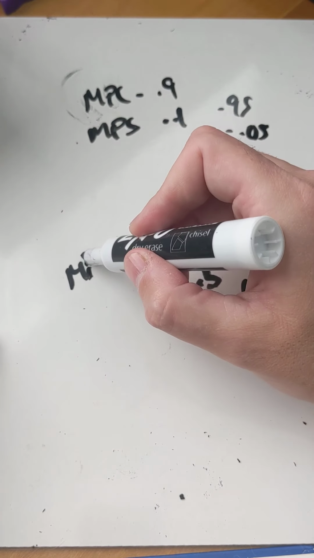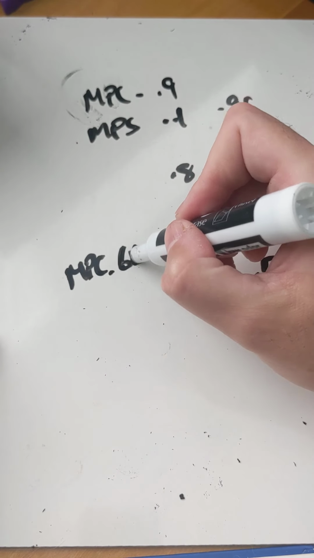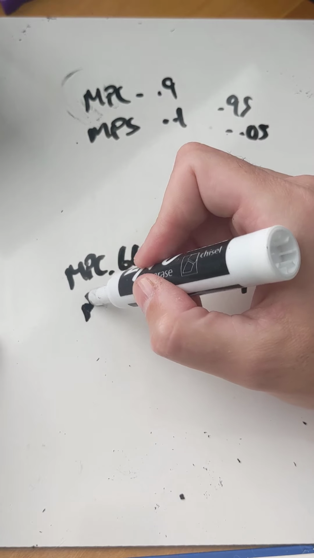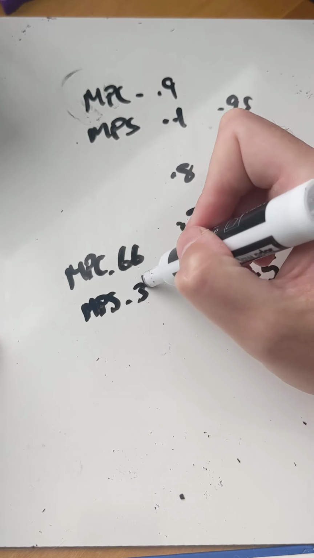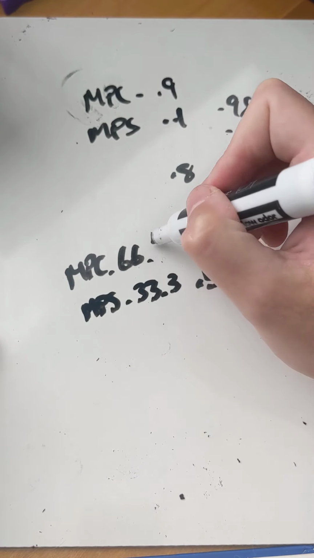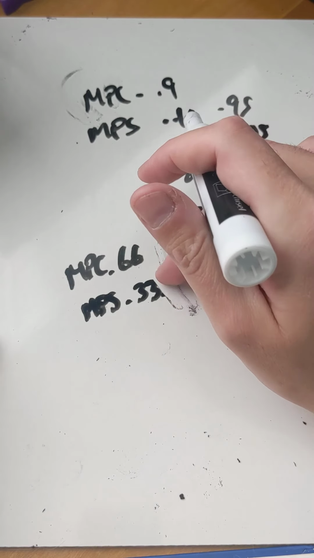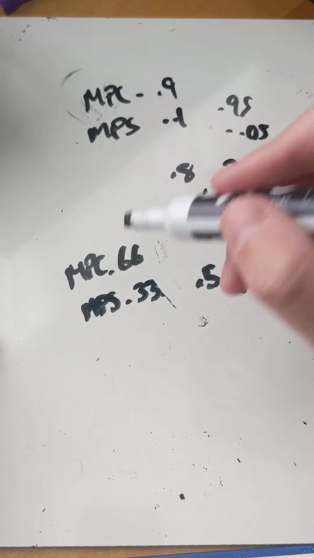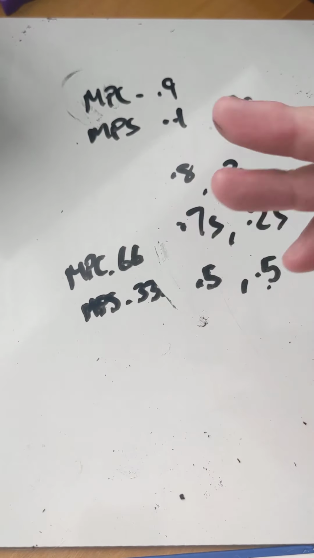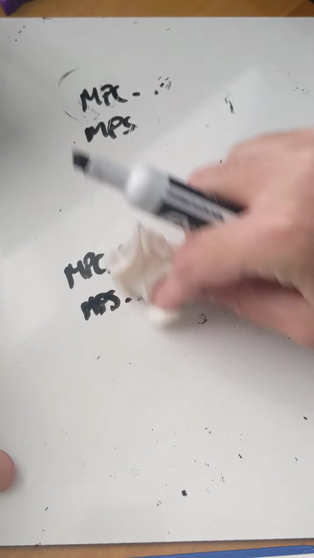Or say, for example, an MPC of 0.66, that makes the MPS 0.33, 3, 3, 3, 3, whatever. That is a multiplier of 3, and fine. But every other number gets just weird and hard to work with.